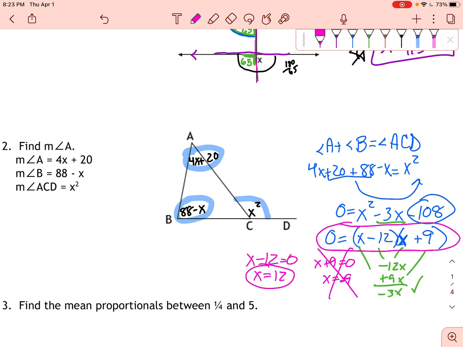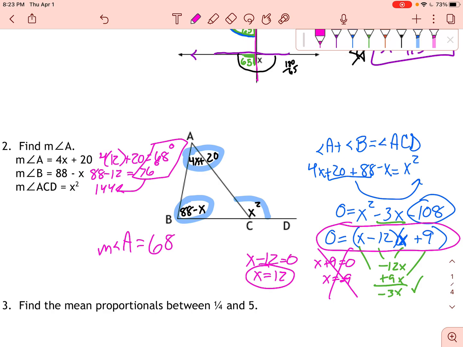And then you can go ahead and you can plug the 12 in. So it says find angle A. So 4 times 12, 48, plus 20, 68 degrees. And just to make sure, I would plug everything else in as well. So 88 minus 12 gives me 76 degrees. And 12 squared is 144. And I would make sure that when you add those two together, it gives you that 144 right there. And it does. So you know that the measure of angle A, answering the question, is 68 degrees.